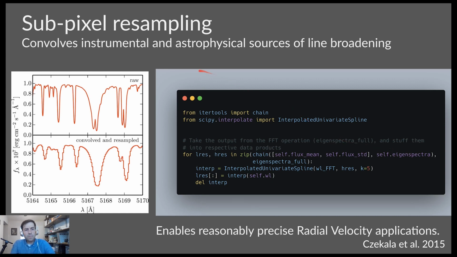Subpixel resampling is going to be common to almost any approach of spectral inference, and so there's nothing too new here other than a particularly nice implementation. It uses this itertools chain technique, and you can puzzle over how this works, but you actually assign the low and high resolution samples back into these attributes. It's pretty neat. So it's an efficient way of doing that, and it allows you to get reasonably precise radial velocities. Not extreme, but reasonably precise.